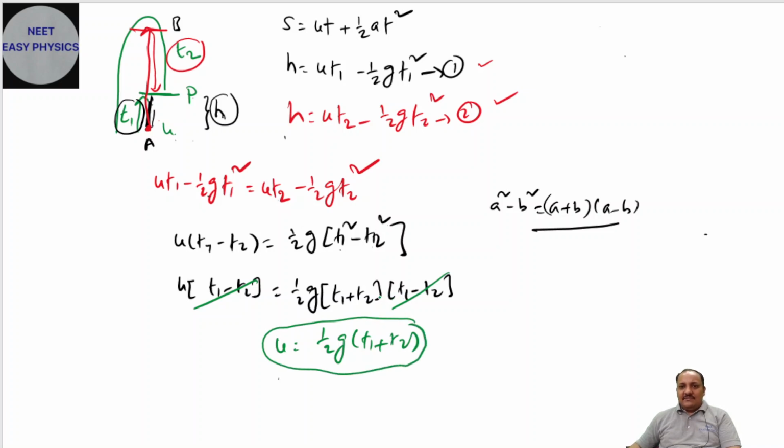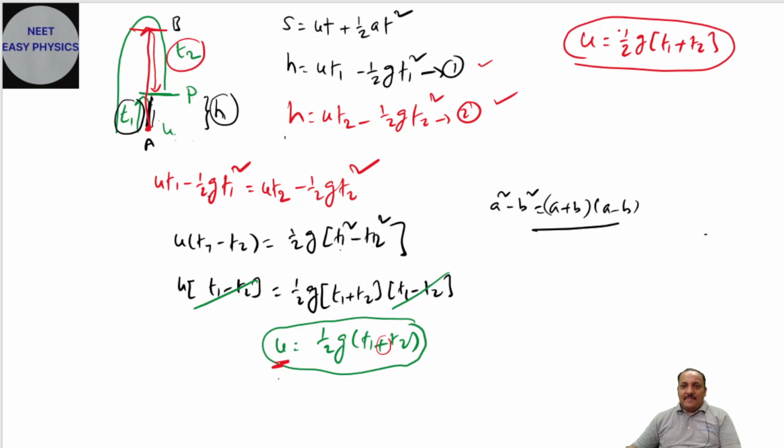In the previous class we discussed an object dropped from the top of the tower, an object thrown downwards from the top of the tower, and an object projected vertically upwards with the same initial velocity. At that time you got a minus here. Now if you observe, here you got a plus, same equations. So the equation will be the same. This is the initial velocity. You have to remember this equation, not the total derivation: u equals half g (t1 plus t2).